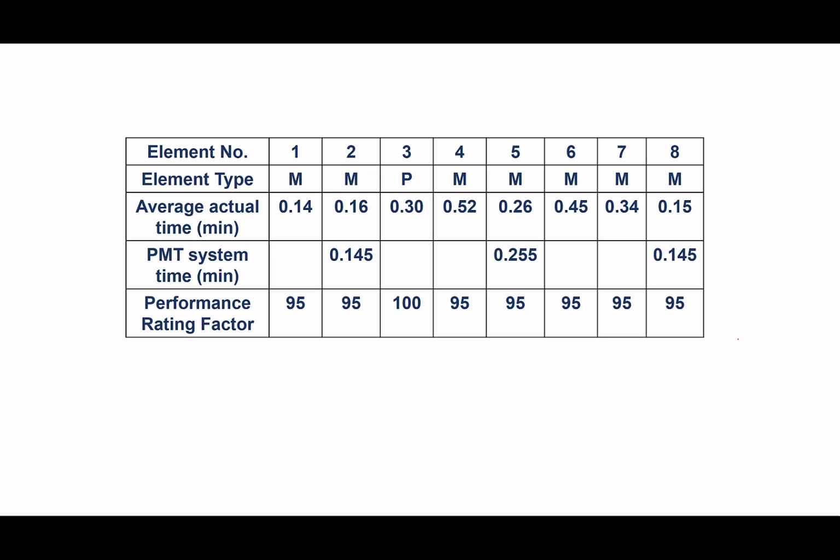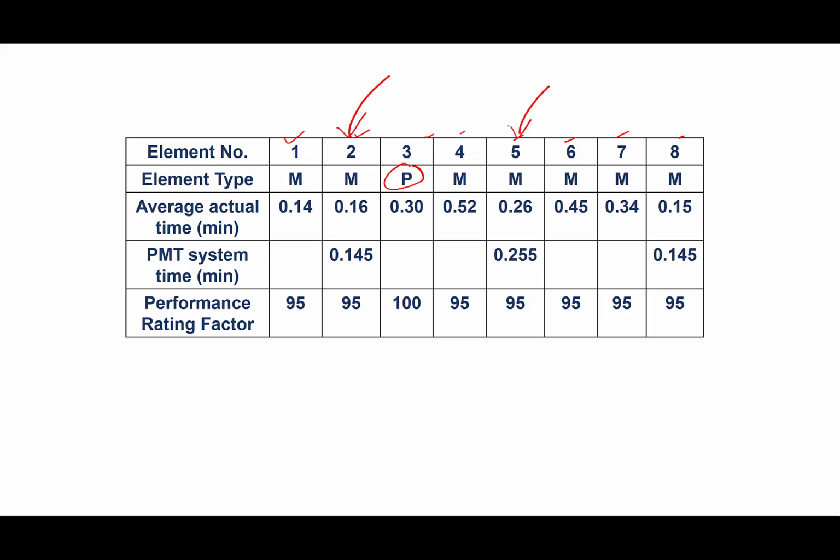Say these are the different elements, 8 elements, 1 2 3 4 5 6 7 8. And the type of the element, like element number 3 is the powered element, which means it is being performed by the machine. The rest of the 7 elements are the manual elements. Different elements may involve different degrees of difficulty, and different ratings they may give.